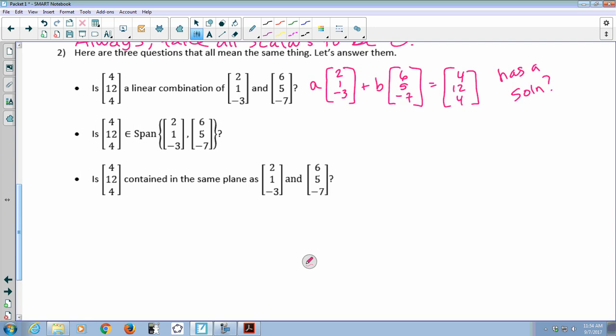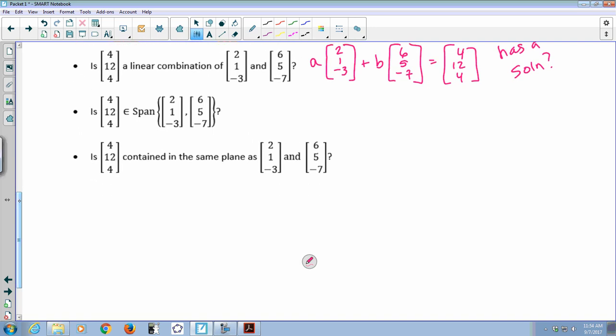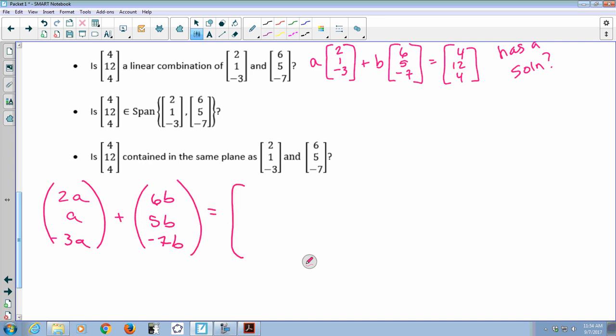So let's just answer these, right? Is there an A and a B that will make that vector? Okay. So let's simplify what that says. Remember that when you multiply a vector by a scalar, you multiply every entry by the scalar. So this is 2A, A, negative 3A, plus 6B, 5B, negative 7B, equals 4, 12, 4. I'm being lazy with my brackets just for time.